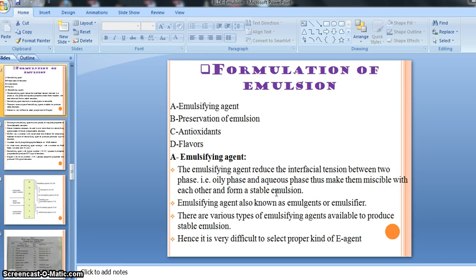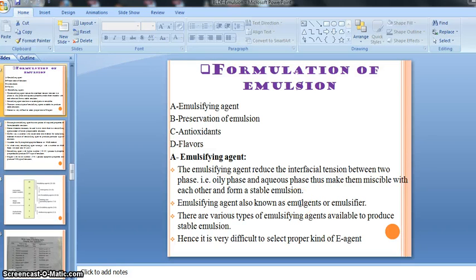Emulsifying agents are essential additives. They reduce the interfacial tension between two phases, either the liquid or aqueous phase, and make them immiscible to miscible and form a stable kind of emulsion. The emulsifying agent is also known as emulgent and emulsifier.